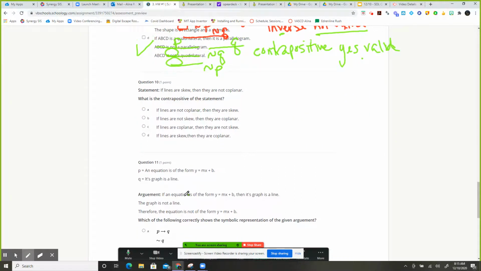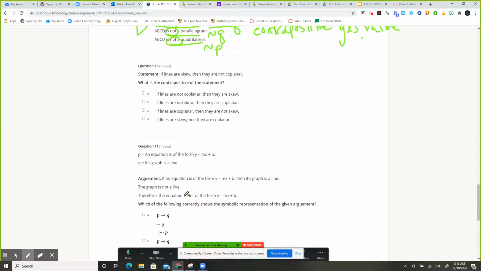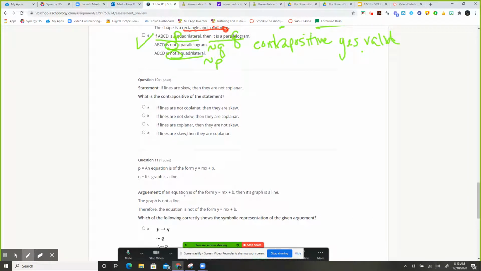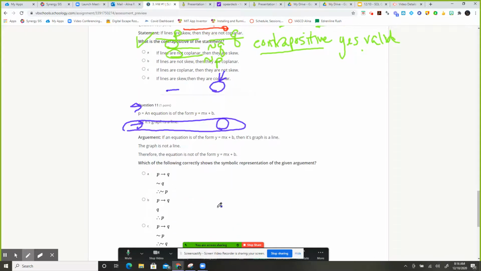So what's the contrapositive statement here? If lines are skew, then they are not coplanar. So we're looking for the contrapositive. We're going to negate and switch. What's our answer choice there? If lines are not coplanar, then they are not skew. It's that one. C. It is C. Why is it C, not A? Exactly. So this one already has the not in it, so I have to take it out. And this one doesn't have the not in it, so I have to stick it in. Nice, ladies.